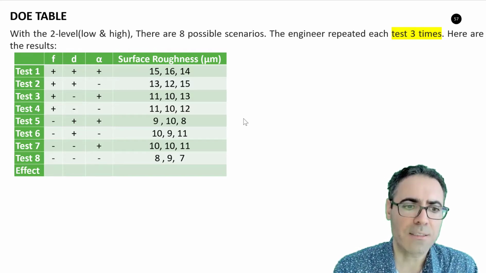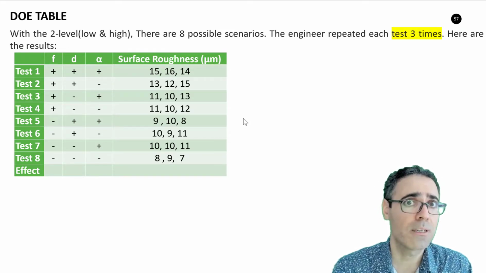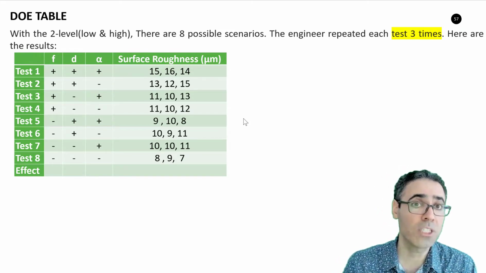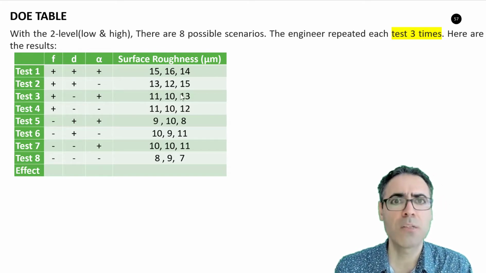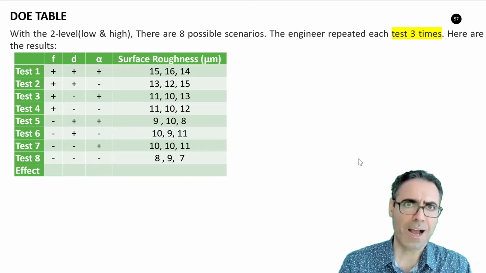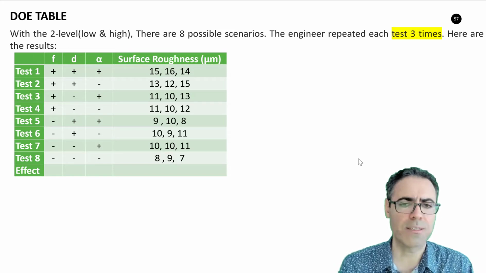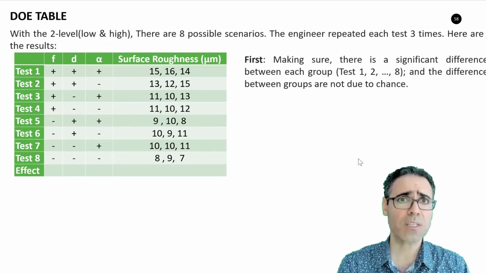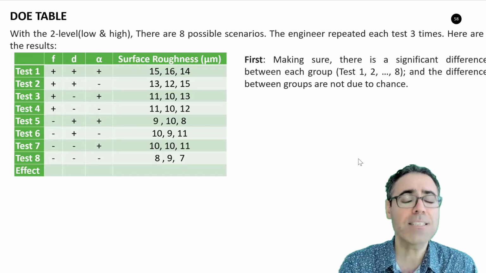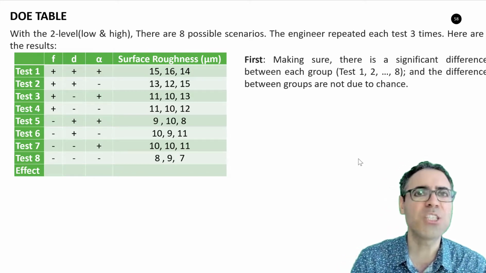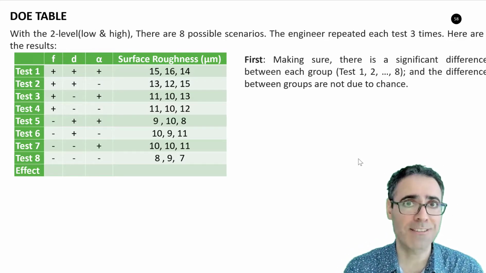We finish with our test. We've done the test 24 times, right? For each treatment, test 1 to test 8, we repeat them 3 times. We have 24 values. Our test has been done. Now it's time to analyze this data. First step is to make sure that there is a significant difference between each treatment. Maybe these changes are just due to chance, right?